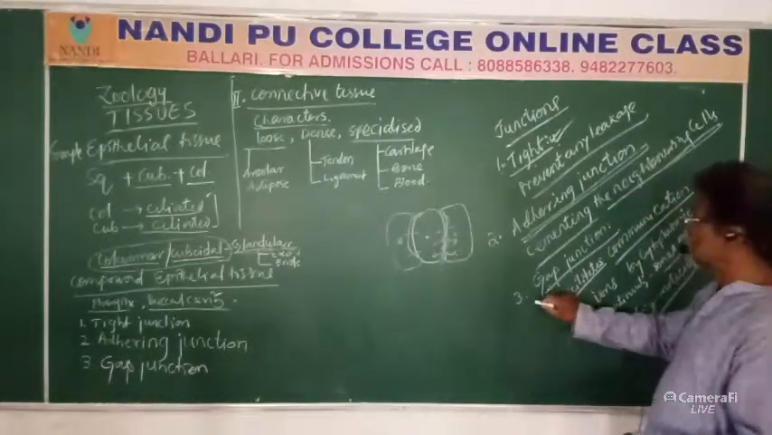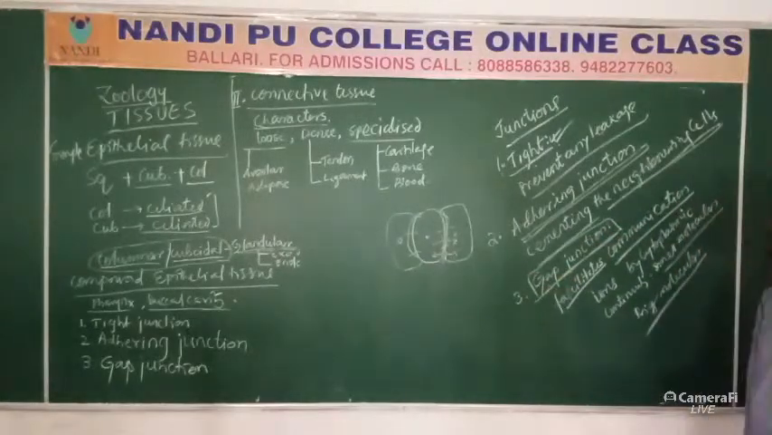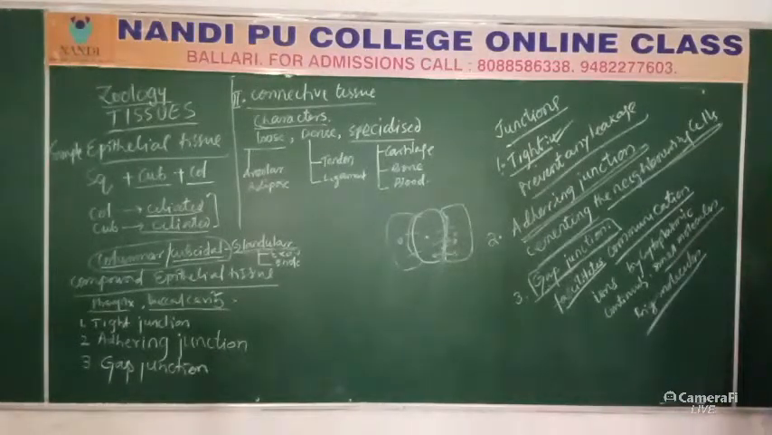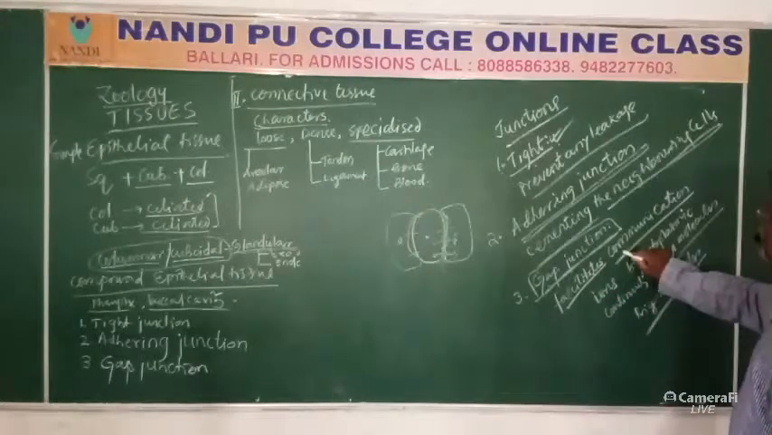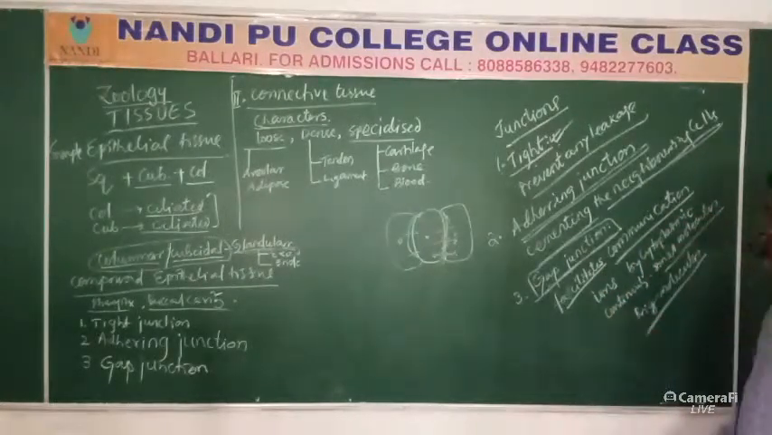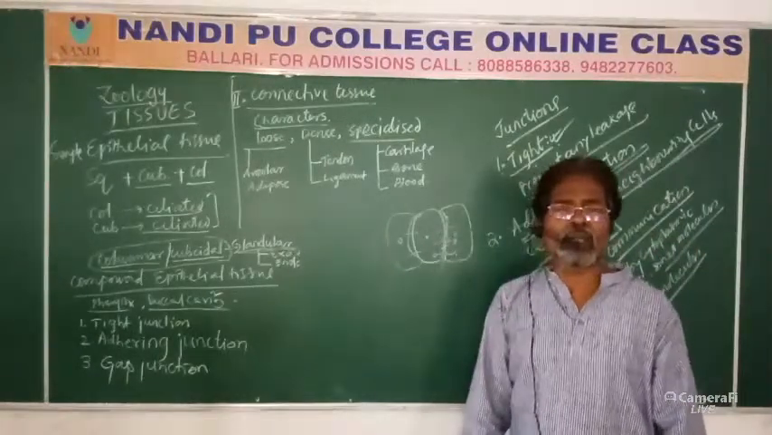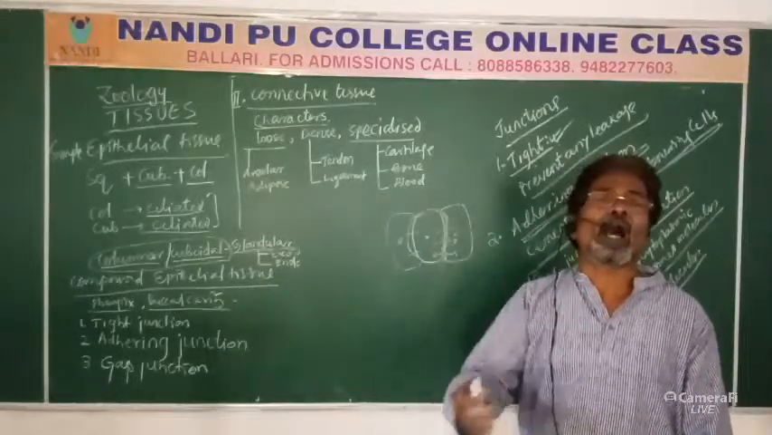And the third one is called gap junction. In gap junction, what happens? Very important. Actually, due to this only all functions will take place. Everything will happen. What is that? That is exchange, or it facilitates communication between the cells. Communication between the cells. How? By continuity of the cytoplasm between them and also through ions.